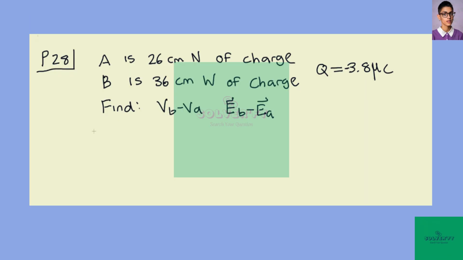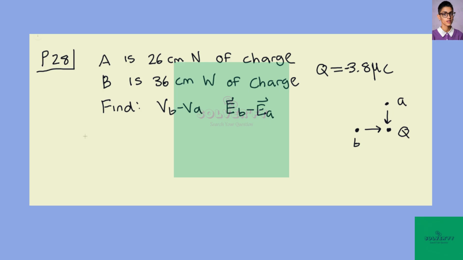Okay, in this problem we have 2 points, A and B. A is located 26 centimeters north of a point charge of charge big Q, and B is located 36 centimeters west of the charge. This is a negative charge with 3.8 microcoulombs, so its electric field is going to be pointing inward towards the charge.